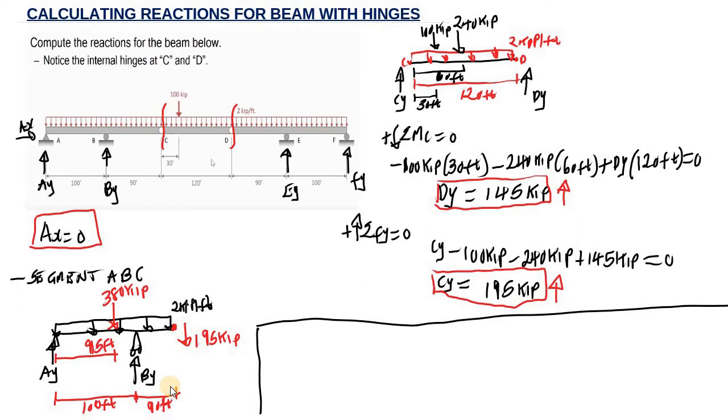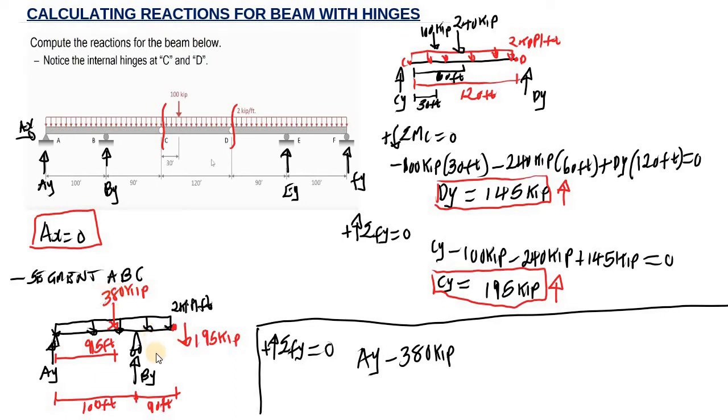So we're going to take the summation of all the vertical forces equal to 0. We're going to say all the forces acting upward are positive, while all the forces acting downward are negative. So what is AY? We don't know AY. This is what we want to calculate. This is AY, and this is positive because it is acting upward. We have 380 kip. This is going to be negative because it is acting downward.